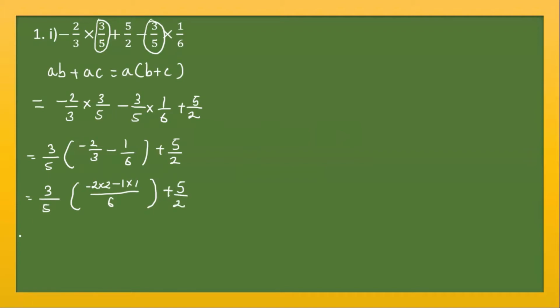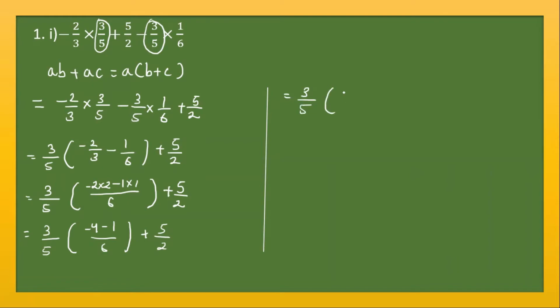Now let's do the next step. In the next step, we're going to solve these simple calculations. So 3 by 5 is like that only. Minus 2 multiplied by 2 is minus 4. And it's minus 1 divided by 6, and with the addition of 5 by 2. Till now, everything is going really smooth. So let's solve the remaining portion. It will be 3 by 5, and inside it will become minus 4 minus 1, which is minus 5 divided by 6, and the addition of 5 by 2.